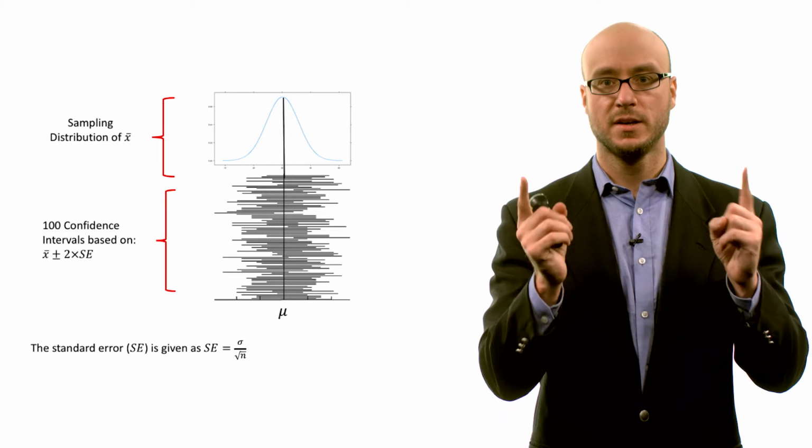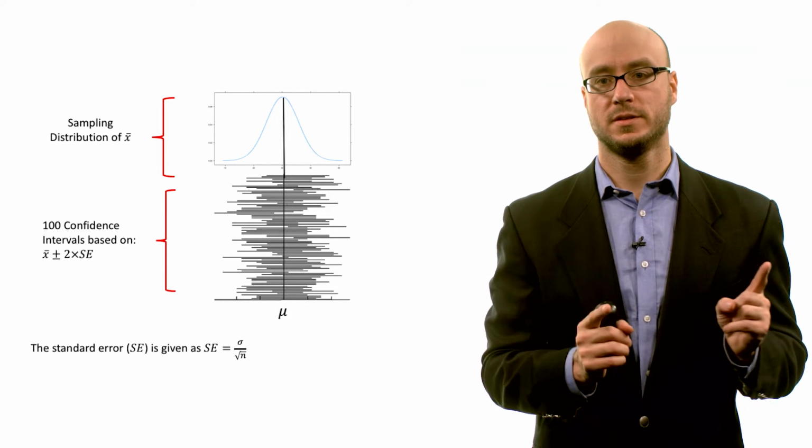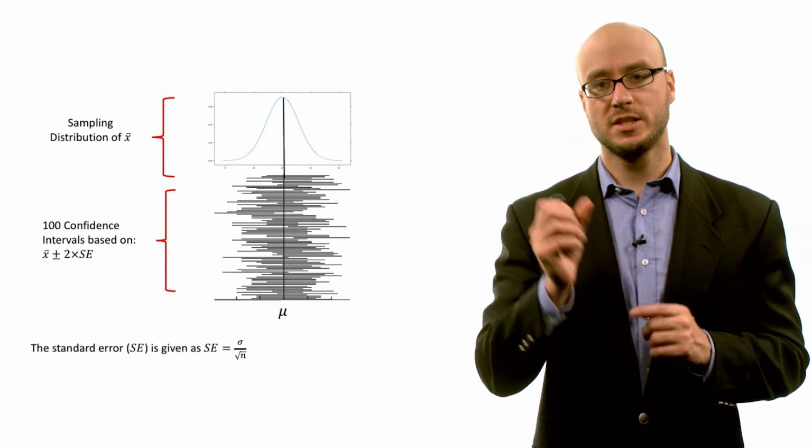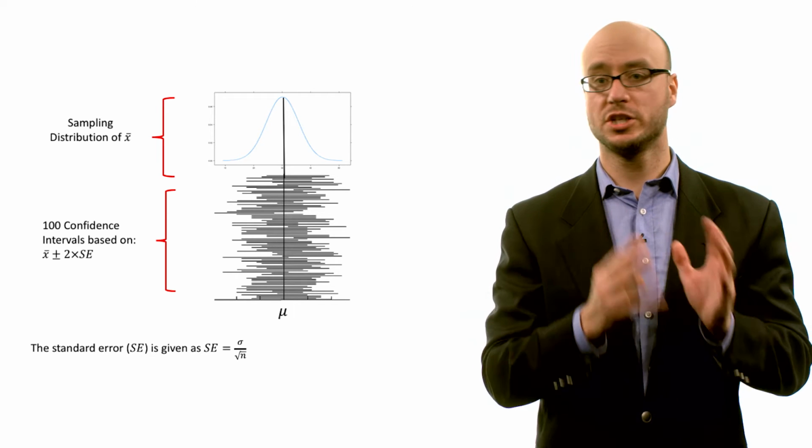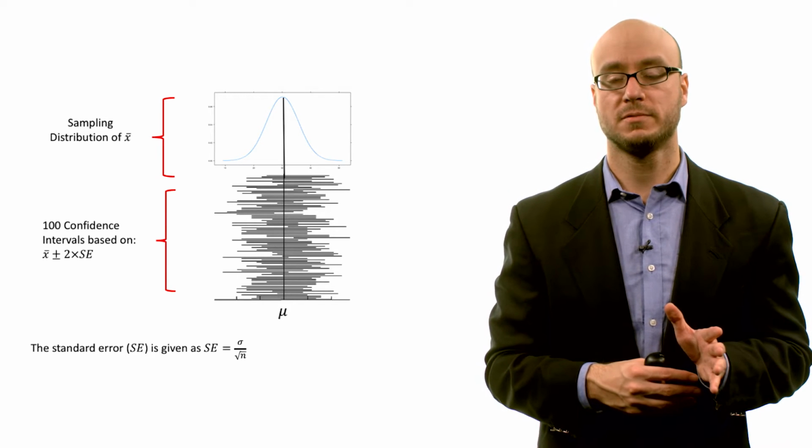In this case, we're assuming that we know the standard error. We assume we know the population standard deviation, and we divide by the square root of n. But the key point is that we have not only 100 point estimates, but we have 100 point estimates plus 2 times the standard error and minus 2 times the standard error. So we have this range of plausible values. We have these interval estimates. And you can see those interval estimates are bouncing around, just like the point estimates bounce around.